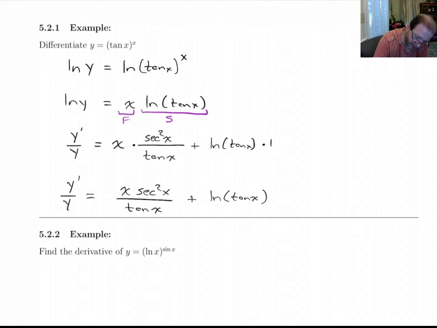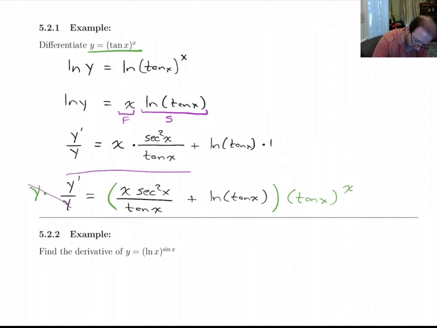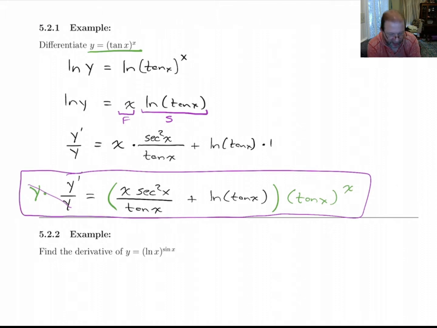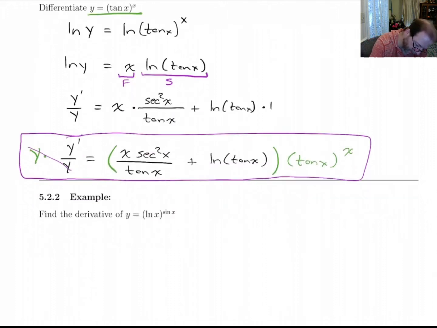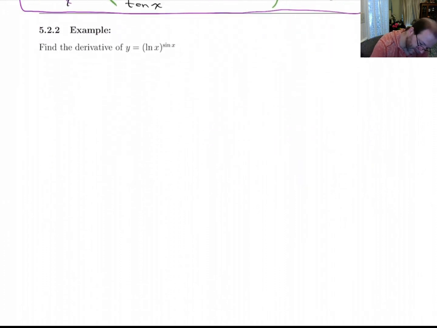And then we've got to multiply both sides by y. So over here, I'm just going to multiply this by tan x to the x. And that is our answer. Now, that's kind of a nasty function to start out with, and the derivative is pretty nasty too. But anyway, that's it. All right, let's do this last example. We find the derivative of this.